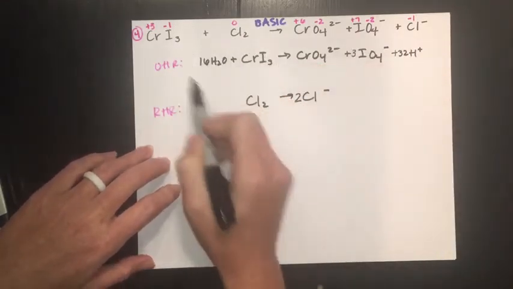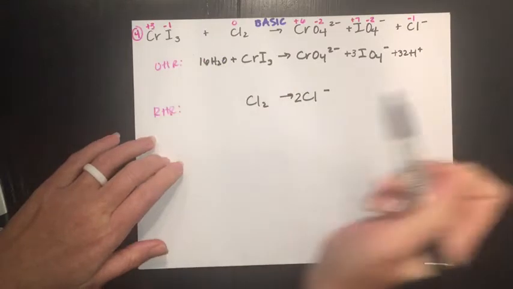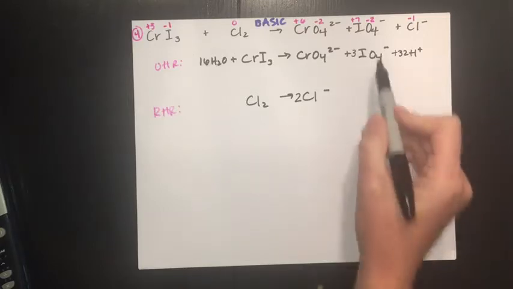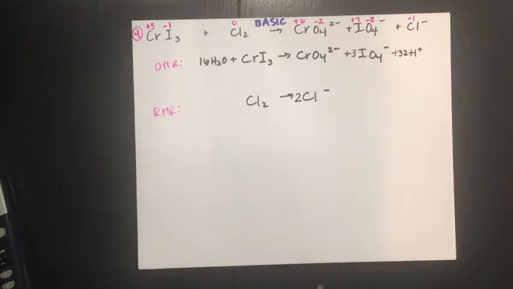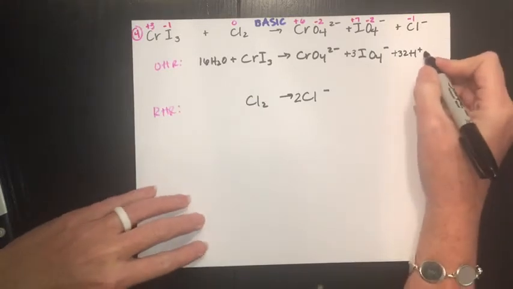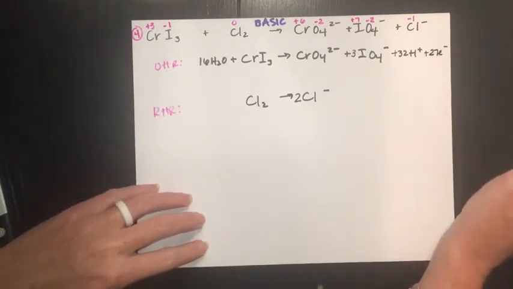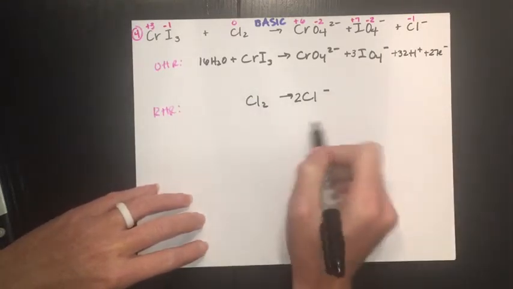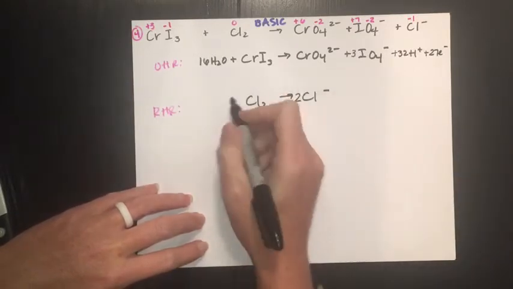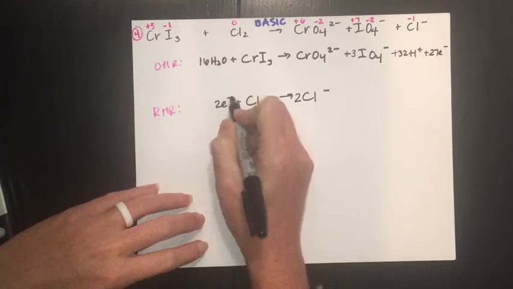And let's look at our charge. This whole side is 0. This side is 32 -3, because that's 3 minus there, and then -2. So it's a total of 27. So we have to add 27 electrons. Here, everything is balanced. We don't need any waters or oxygens or hydrogen ions. So 2- over here, 2 electrons.